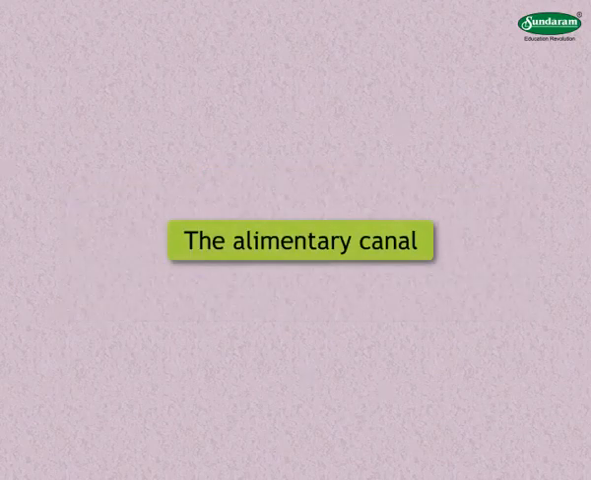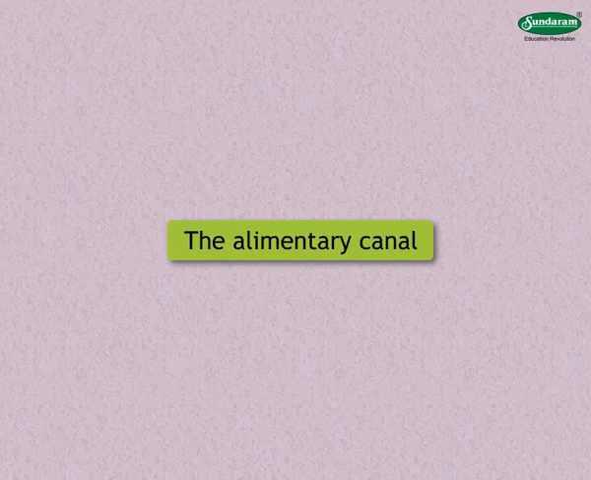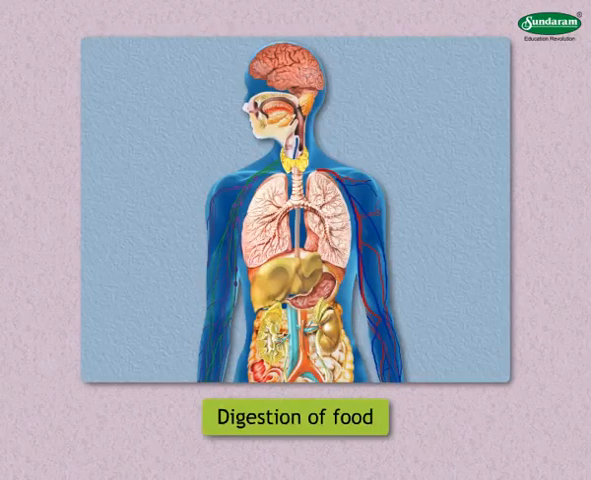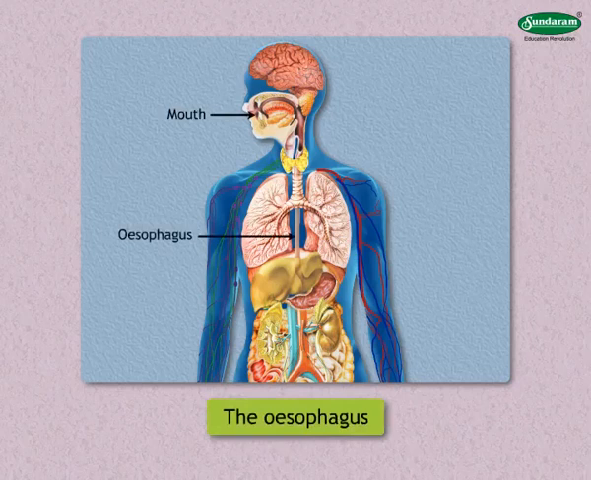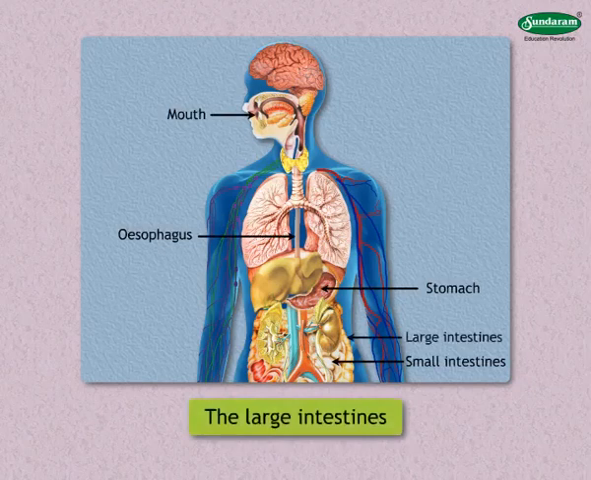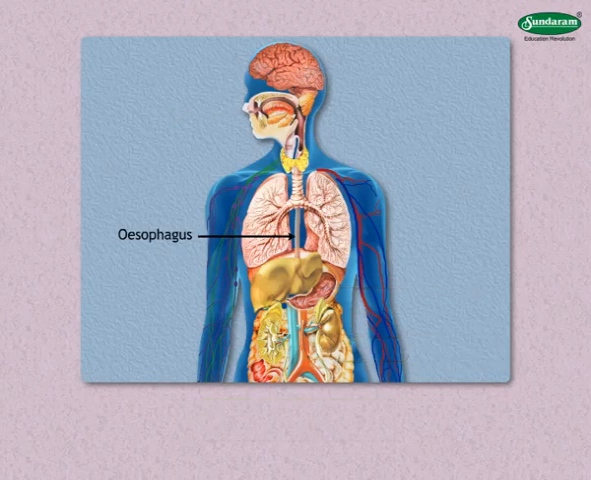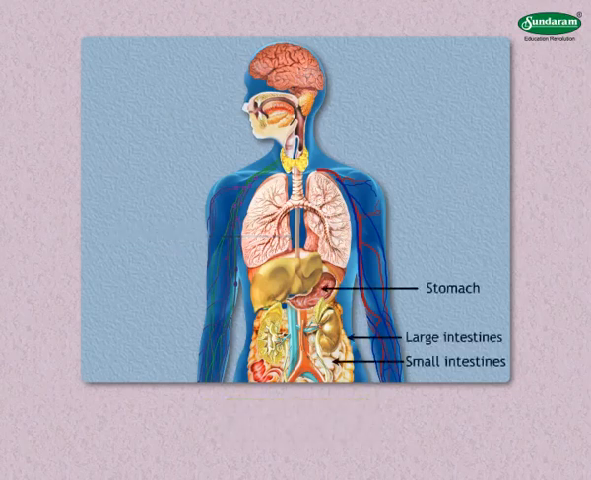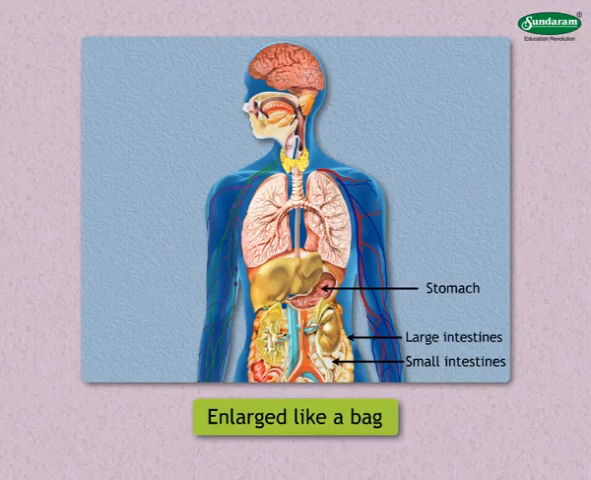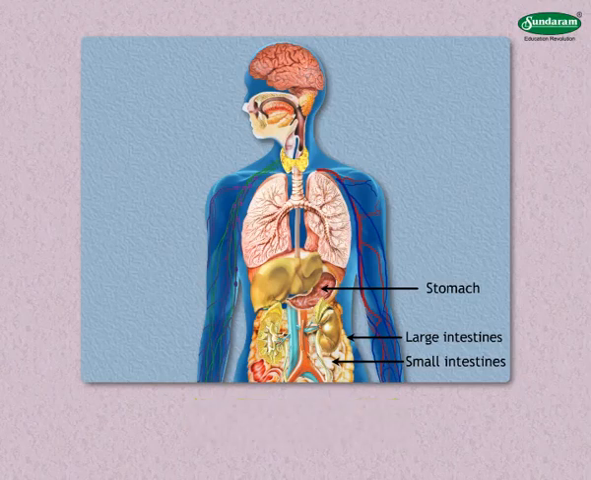Let us study in detail about the alimentary canal. The digestion of food takes place in the alimentary canal. The mouth, the esophagus, the stomach, the small and the large intestines are the parts of the alimentary canal. In some places, the alimentary canal is like a narrow pipe, while in some places it is enlarged like a bag. Each of these parts has a different name.